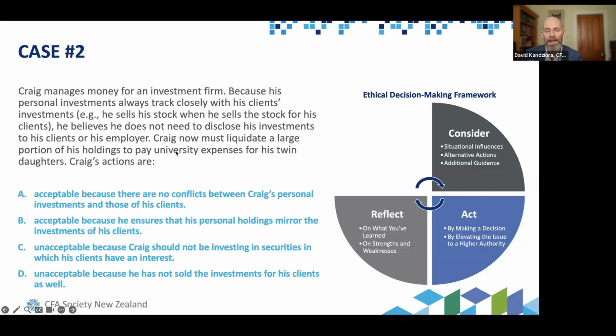Craig's actions are: A, acceptable because there's no conflict between Craig's personal investments and those of his clients. B, acceptable because he ensures that his personal holdings mirror the investments of his clients. C, unacceptable because Craig should not be investing in securities in which his clients have an interest. Or D, unacceptable because he has not sold the investments for his clients as well.